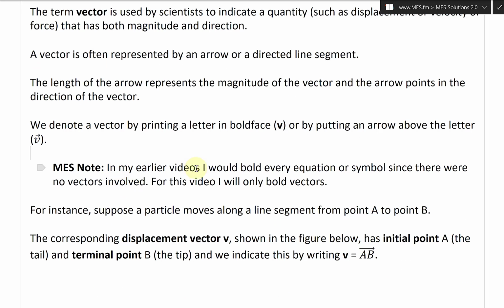And a note: in my earlier videos, I would bold every equation or symbol since there were no vectors involved, and it's just easier to see those symbols. For this video, I will only bold vectors, just so we don't get confused.